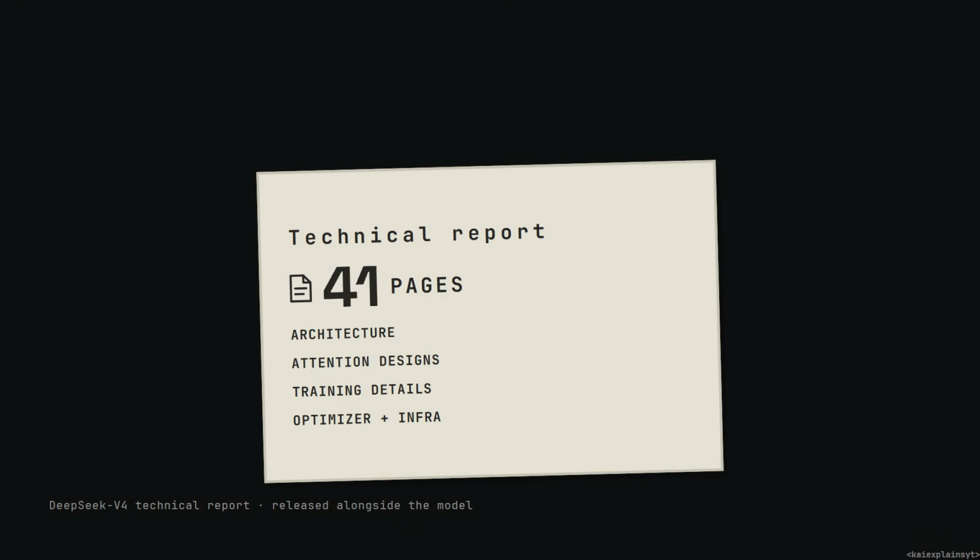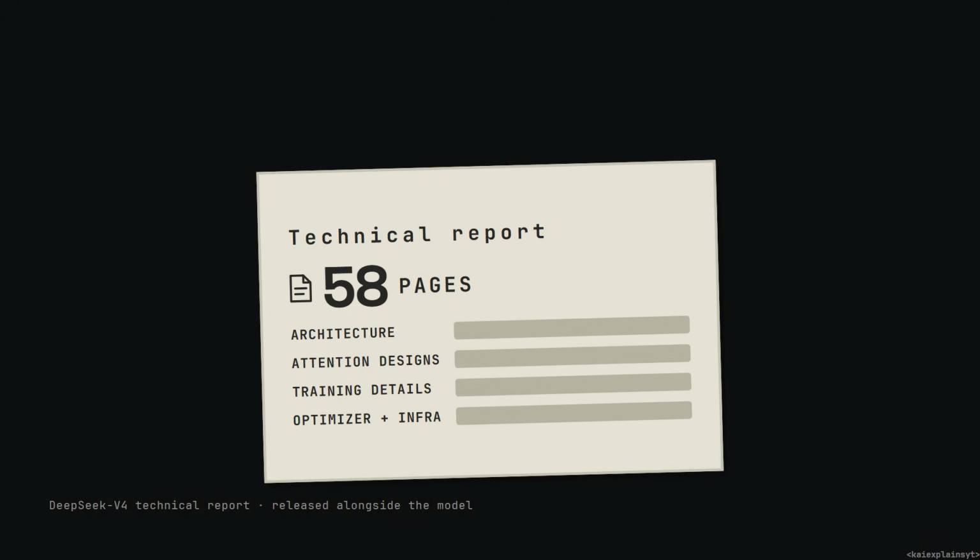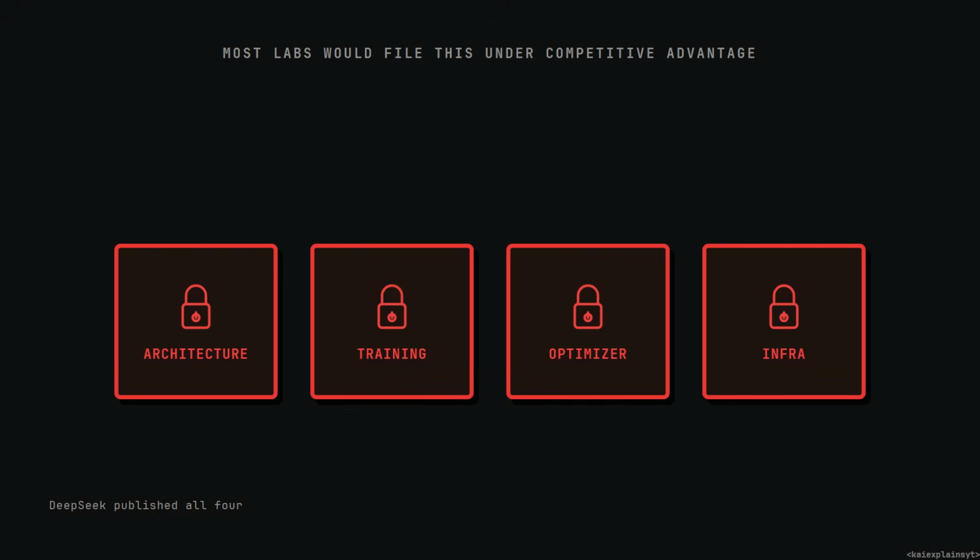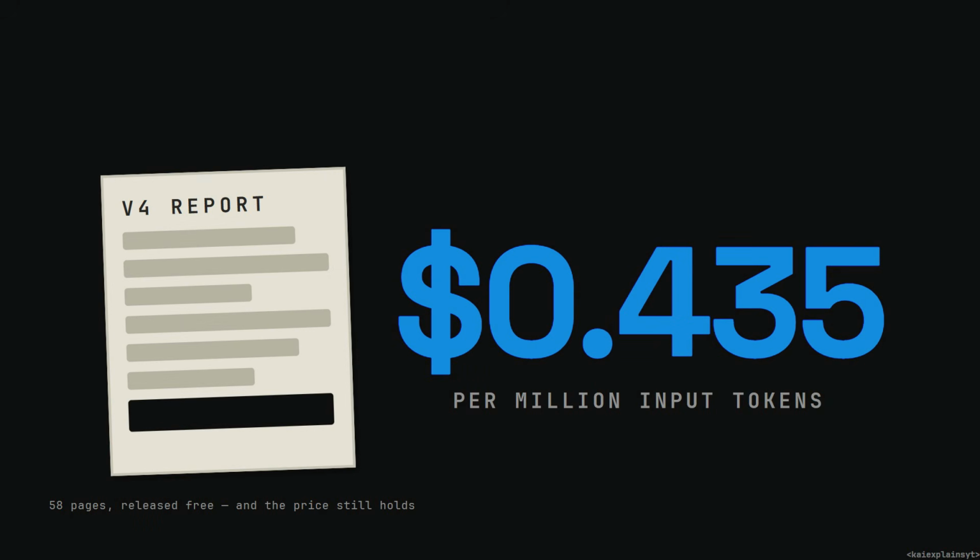Now let's talk about why the 58-page report matters as much as the model. The 58-page technical report came out alongside V4 with all of it inside. The full architecture, the attention mechanism designs, the training details, the optimizer choices, the infrastructure decisions on Huawei chips. Most labs would file every bit of that under competitive advantage. DeepSeek published it. In a field where papers describe what a model can do while carefully omitting how, a 58-page engineering spec released for free is a statement.